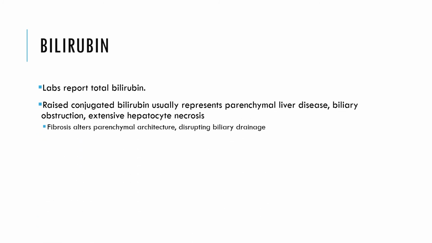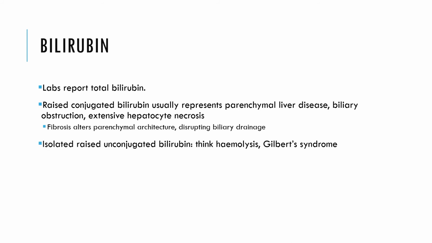So raised conjugated bilirubin therefore represents that the bilirubin has passed through a hepatocyte, been secreted into the biliary tree, but for whatever reason has been unable to enter the gut. This can be caused by macroscopic obstruction by something like a gallstone or a pancreatic tumour, or by microscopic disruption to the liver parenchymal architecture by something like fibrosis, which leads to disruption of the microscopic intrahepatic biliary duct.